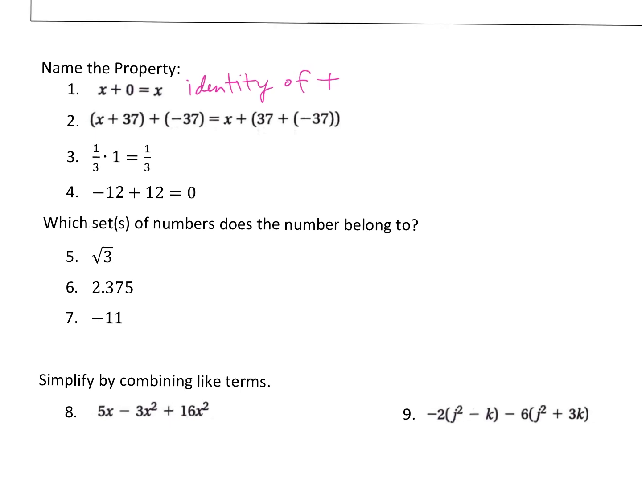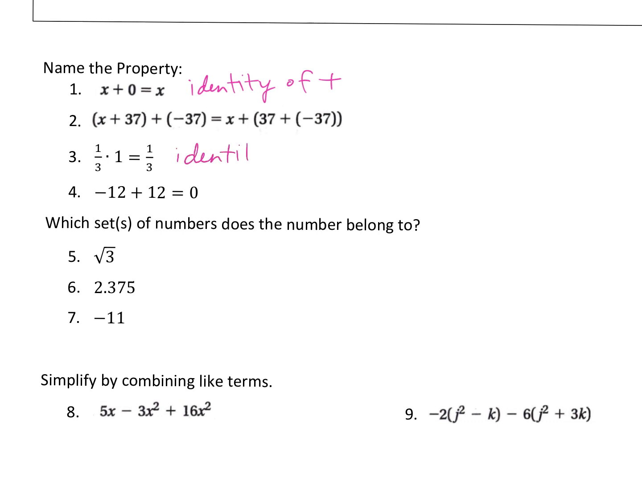Times 1. Do you see that? Yes. Right here. This is identity of multiplication. What is number 2? X plus 37 plus a negative 37 equals X plus 37 plus a negative 37. That's associative. Remember, if parentheses move to different numbers or variables, that's associative. If the numbers and variables inside of the parentheses just switch places, what is that? Commutative. So this is associative of addition.